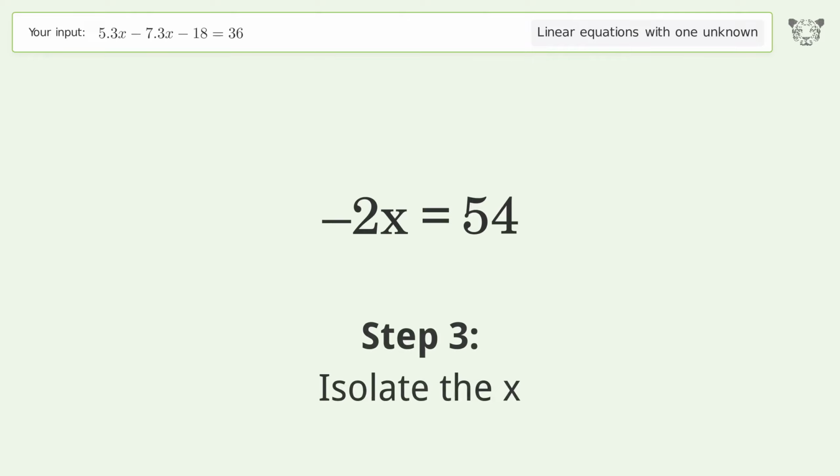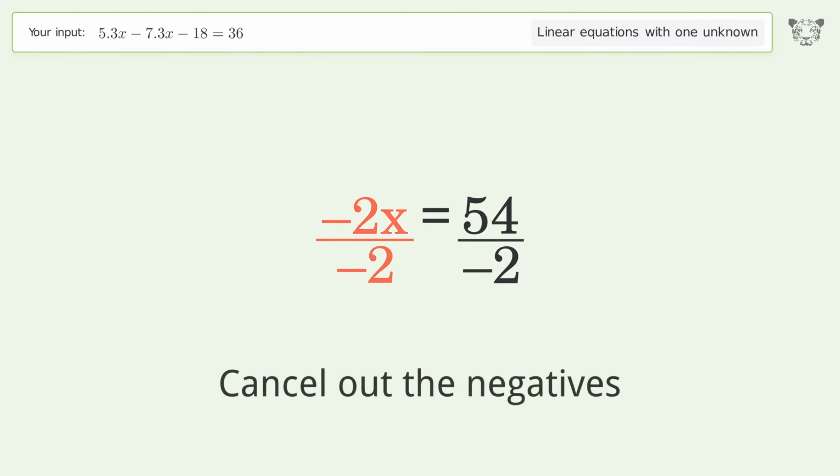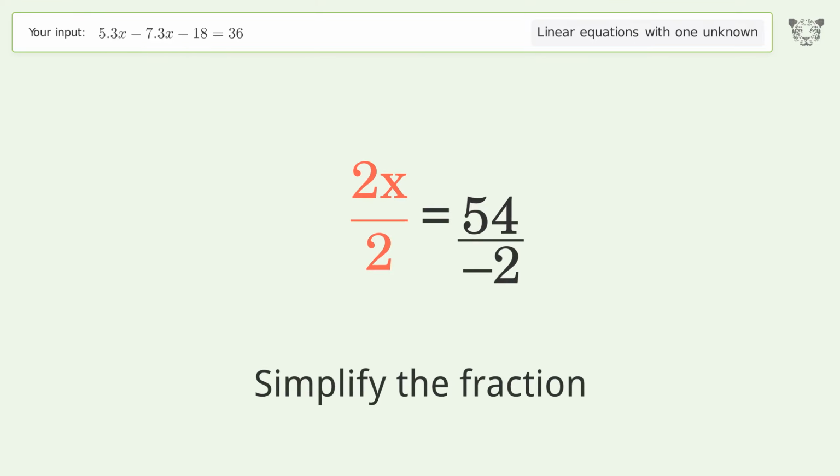Isolate the x. Divide both sides by -2. Cancel out the negatives. Simplify the fraction.